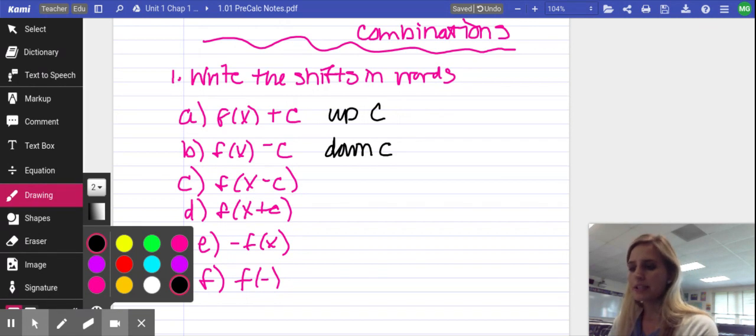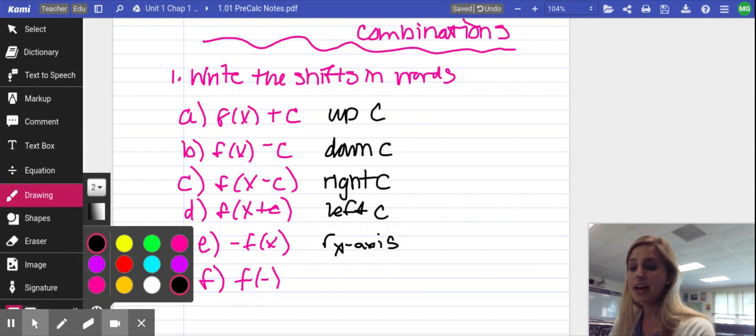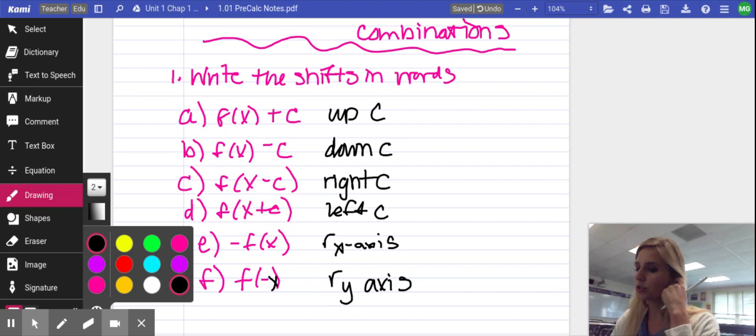All right, so this one, when it's inside the parentheses, you should recall that that is opposite of what you think. So this one is going to move right c. This one is plus c. So again, inside the parentheses, opposite of what you'd think. So we'd move left c. Here, the negative is outside the f of x. If it's out in the front, our y is being negated, which means we're reflecting over the x-axis. If the x is being negated, that means you're reflecting over the y-axis. Okay, so those are your general shifts and reflections.